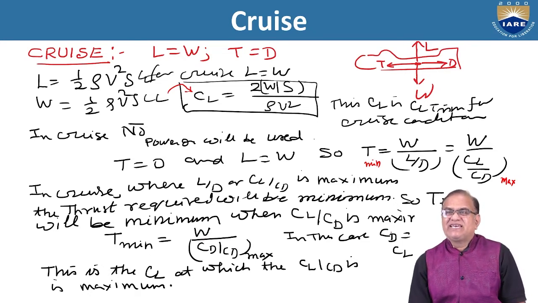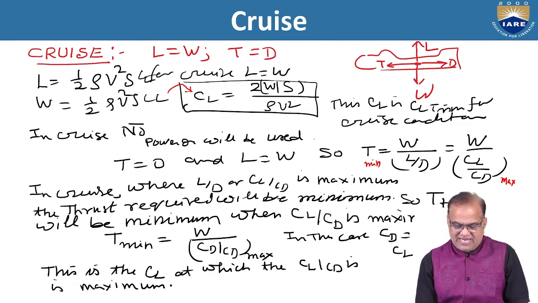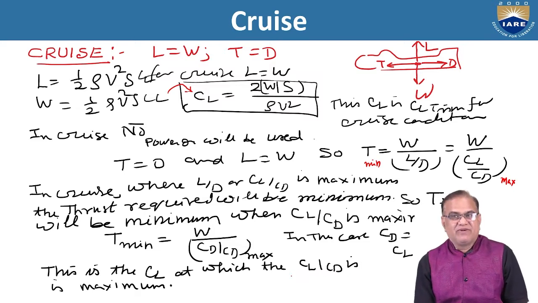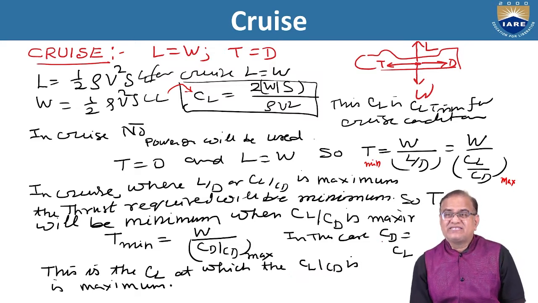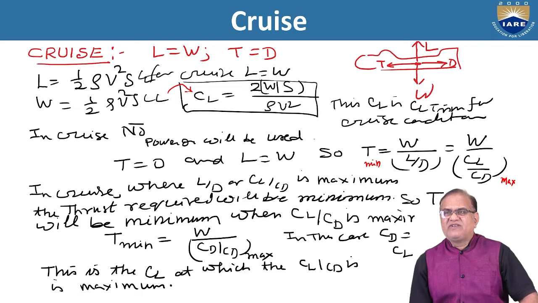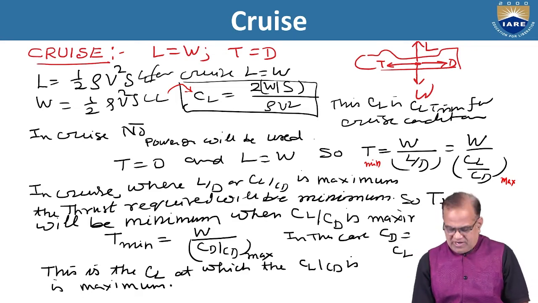In this case, we have to take CD is equal to CD naught plus K CL square. This is the drag polar equation, and here CL is equal to under root CD naught by K. This is the CL at which CL by CD is maximum. So we take CD is equal to CD naught plus K CL square, and the coefficient of lift is equal to under root CD naught divided by K.